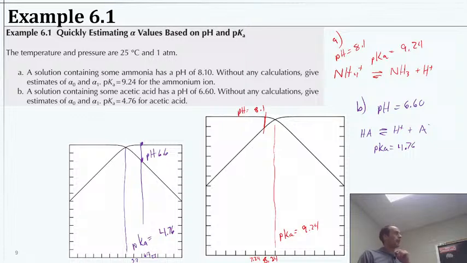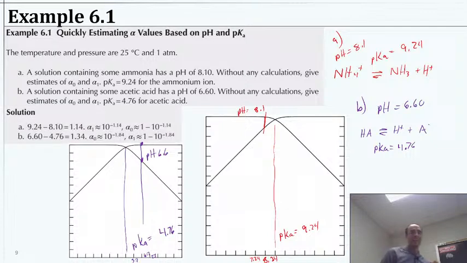And I think the book's going to give us perhaps even a simpler way to go about it. But even though they told us not to do calculations, they did a couple. So they say for part A, 9.24 minus 8.1 is 1.14. So that's just over 1 log change, like I was talking about. So the alpha 1 should be approximately 10 to the minus 1.14.